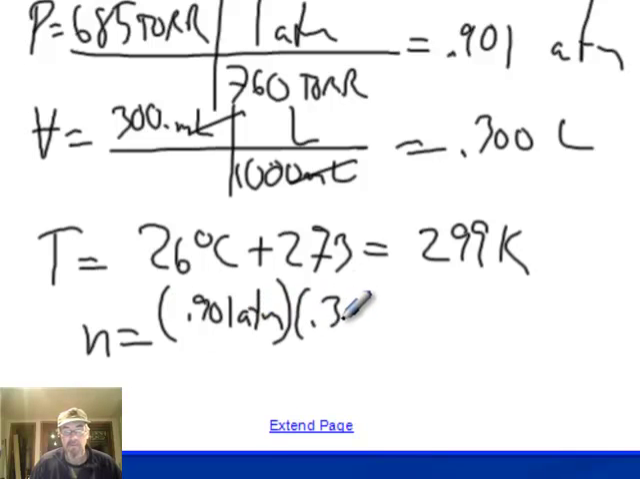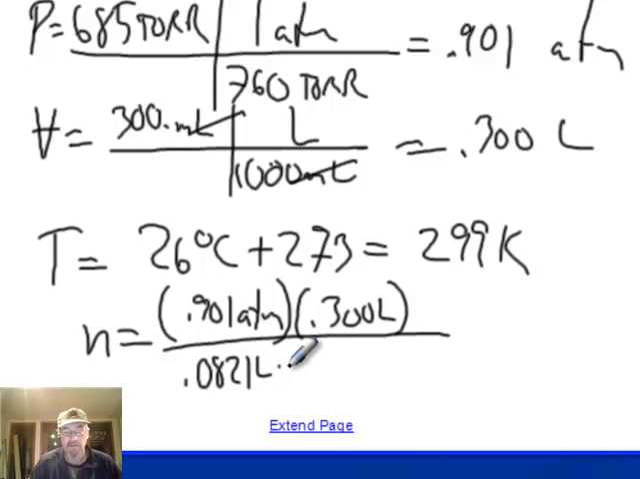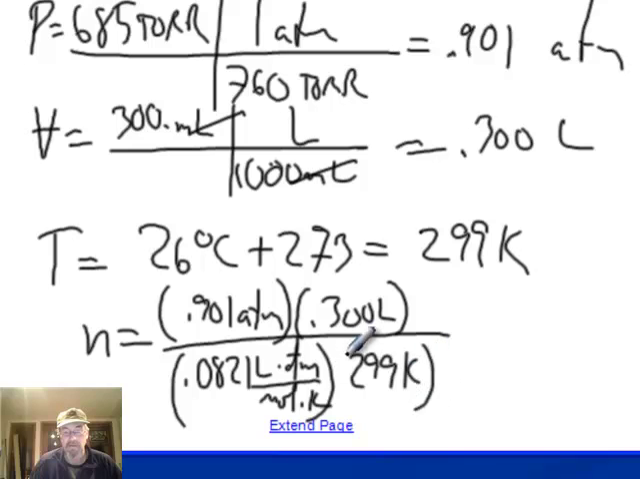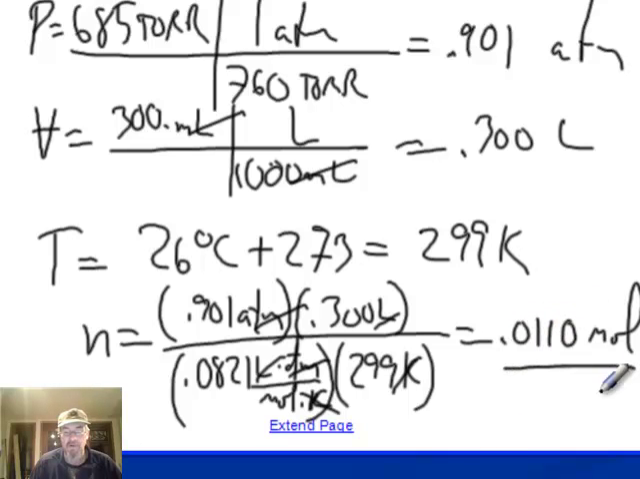Plugging that stuff into the ideal gas law, we find that N is equal to 0.901 atmospheres times 0.300 liters divided by R, 0.0821 liter atmospheres per mole Kelvin, times our temperature, which is 299 kelvins. And kelvins are going to drop out here. Liters are going to cancel. Atmospheres are too. And the only thing that you're going to have left is 1 over the reciprocal of moles, which is just moles. Do your arithmetic. 0.0110 is the answer.